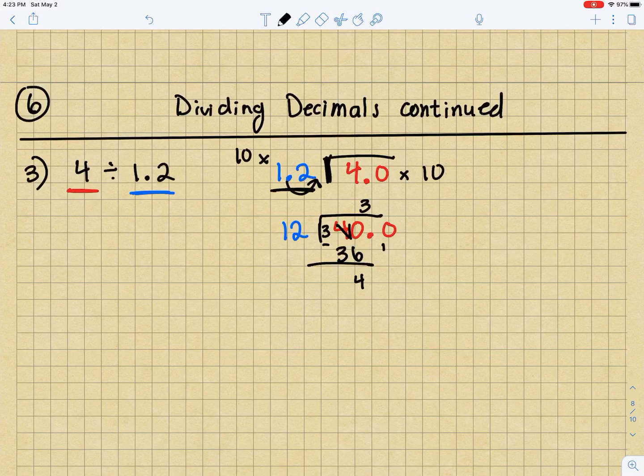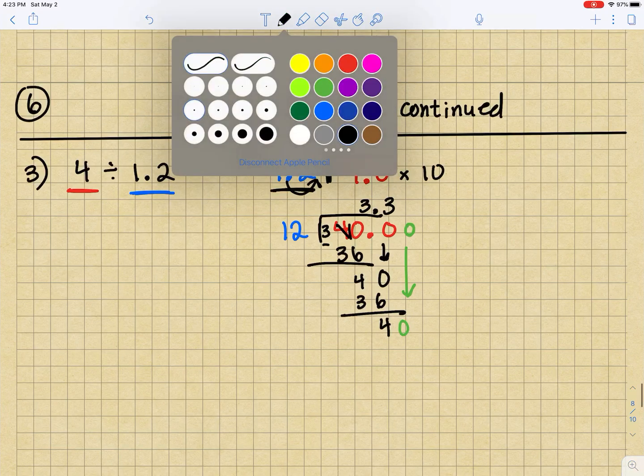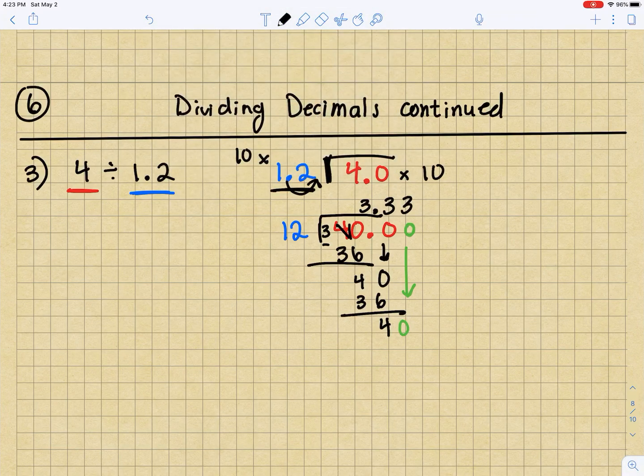Bring down the 0. 12 goes into 40 another 3 times. So 12 times 3 is 36. Subtract again. I'm left over with 4. Let's add a 0. Drop it down all the way. 12 goes into 40 3 times again.